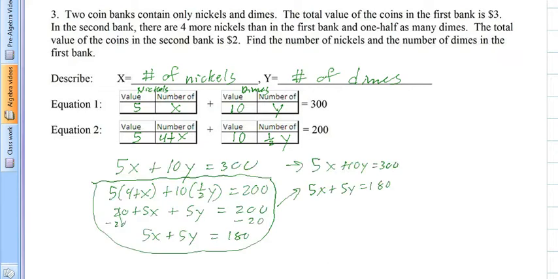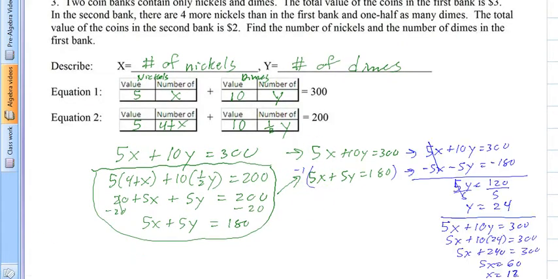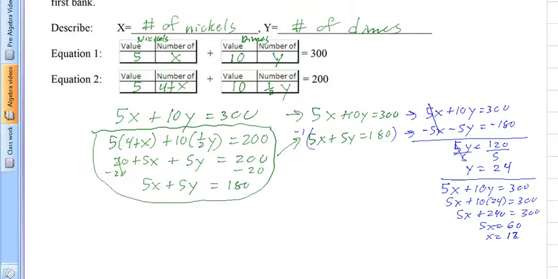Alright, so after a little bit of simplifying, here's what you should have as your 2 equations. And so let's get rid of the x. So we should have 24 and 12 for our answers. 24 dimes and 12 nickels. So now we just have to check and make sure we're correct, and then we can write our answer.